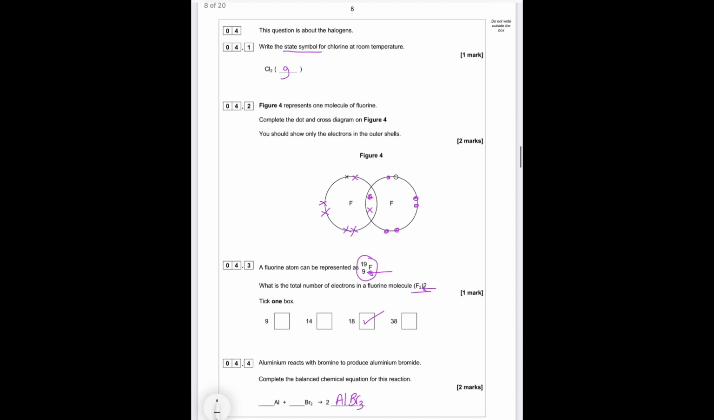So if we look, we have 2 times the aluminium bromide molecules on the right hand side, so that means we have 2 aluminium atoms which need to be balanced out on the left hand side, and because we've got 2 times the Br3, that gives us 6 altogether. So if we've got a Br2 molecule, 3 times 2 is 6, so that would balance that out.